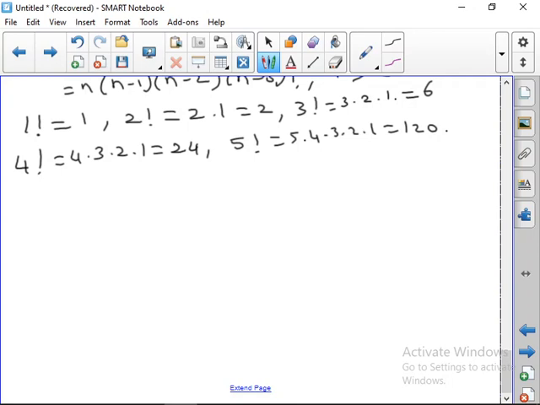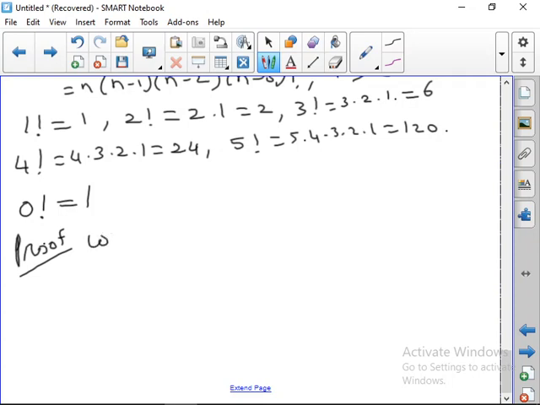It goes on like this. Now, what is the value for 0 factorial? It is equal to actually 1. We will prove that, how 0 factorial is equal to 1.